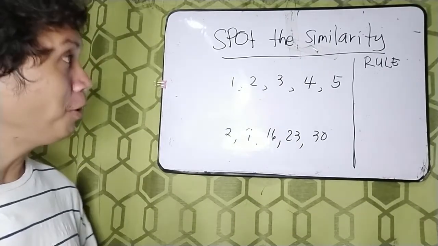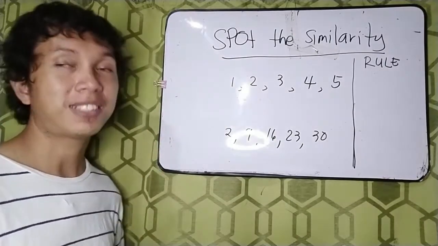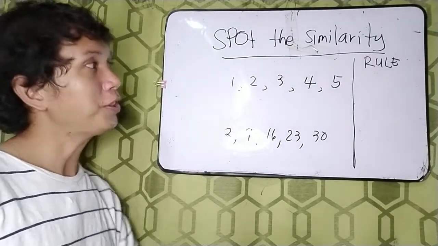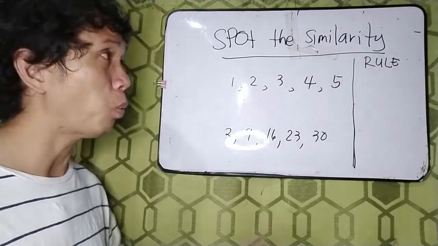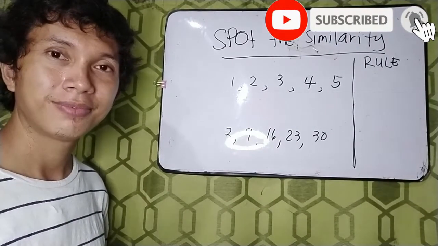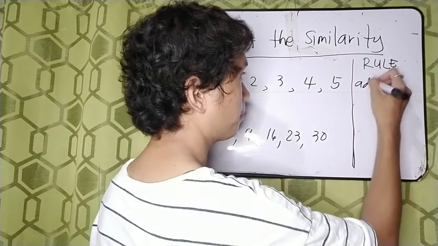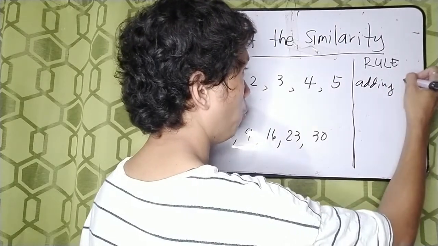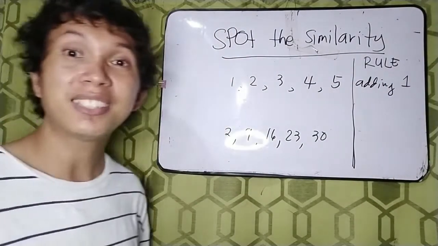Okay, so let's start with the first sequence, that is 1, 2, 3, 4, 5. Very easy, right? What do you think is the rule? Okay, the rule is by adding 1. Correct. How about the second sequence?